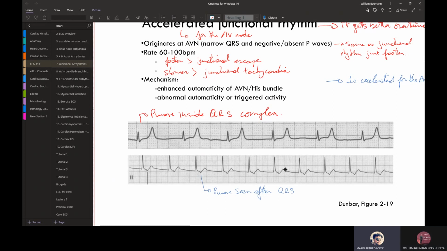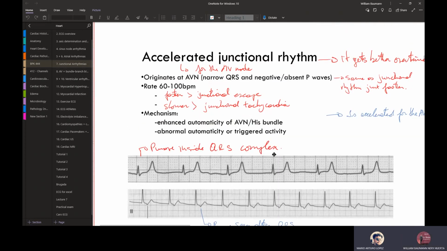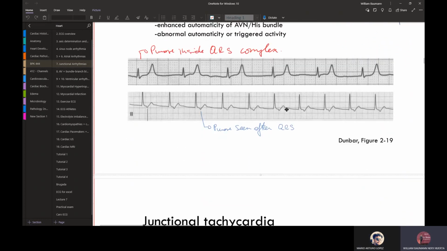Okay. All right. Sorry, I apologize. I think I said it will always be inside the QRS. That's not the case. The only difference here is that the rate is different. That's the only difference. So accelerated junctional rhythm. The name says it all.